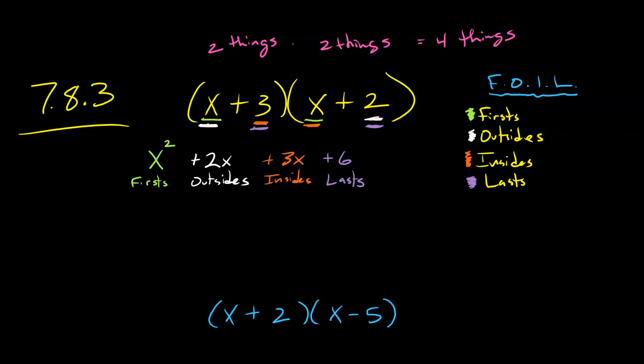So the 2 things times 2 things gives us 4 things. And it doesn't matter what order you write them out. Most people do it in order from power down. That's like standard form.